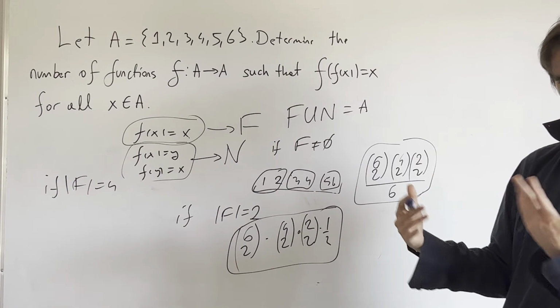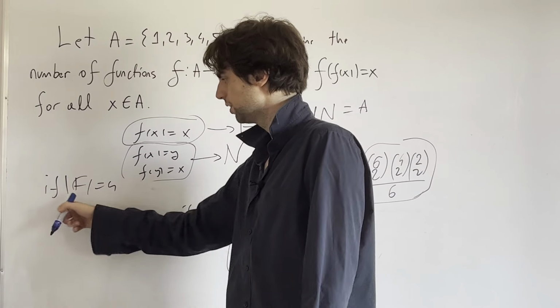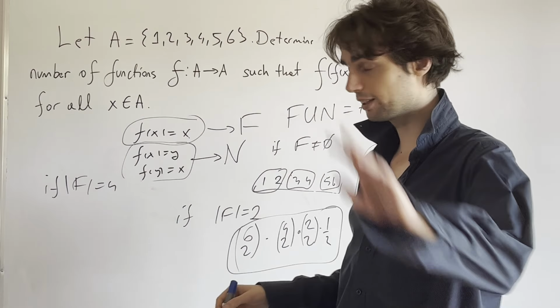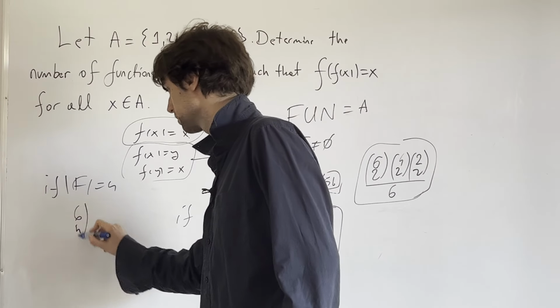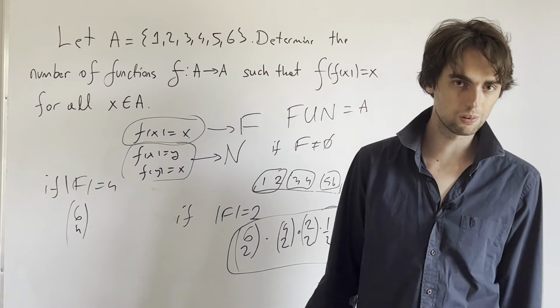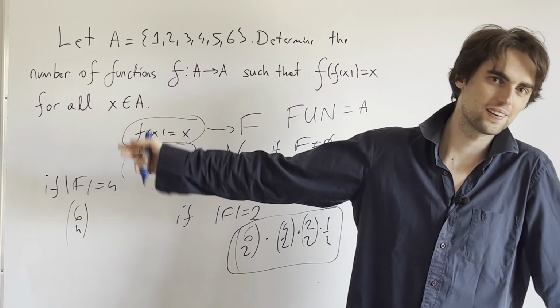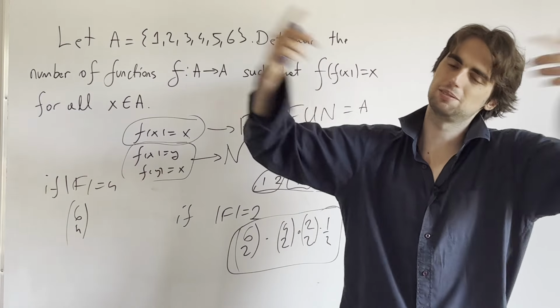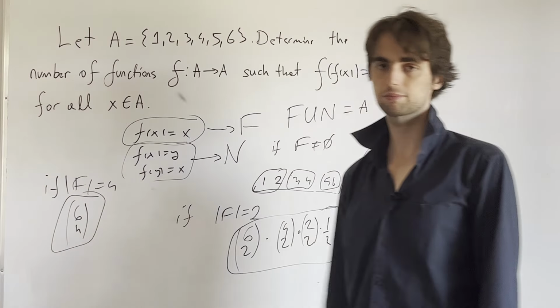If you haven't paused with this, I suggest you try to do this for 5 minutes or so. If the size of f is 4, how many ways can I pick the 4 fixed elements? Well, I have 6 choose 4. And for those, there is only one way I can deal with the other two in n: one goes to the other, the other goes to itself. Nothing really changes. So this is just 6 choose 4 ways.